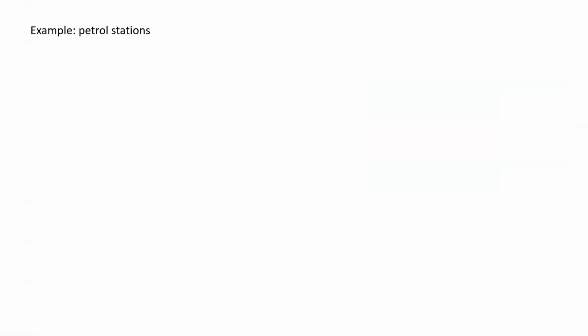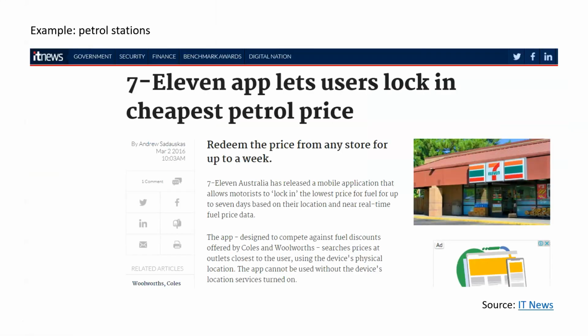So looking at some examples, just to go to petrol stations, there's actually now an app from 7-Eleven that you can subscribe to, and it will lock in the lowest possible fuel price for your area. And basically what that's designed to do is for 7-Eleven to charge a price that will beat Coles and Woolworths petrol. So Coles and Woolworths use Shell and Caltex, and this is designed to beat that. So the pricing of the product is totally based on what Coles and Woolworths are selling their petrol at.